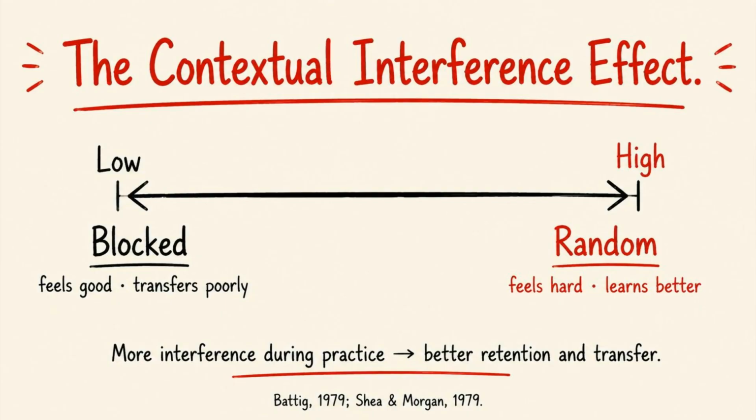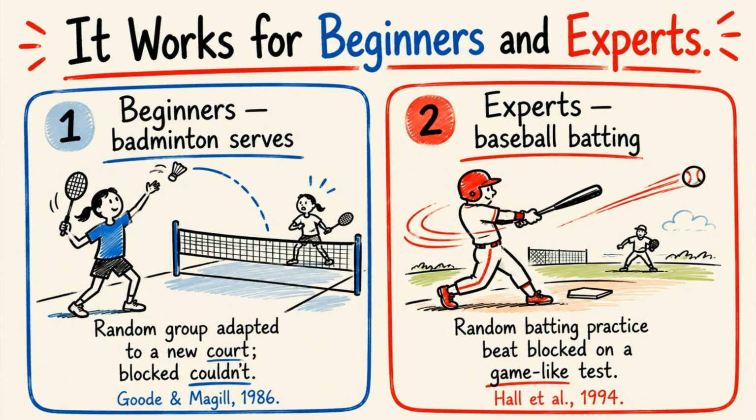The founding motor study by Shea and Morgan showed exactly this. Random practice was worse during acquisition, but better on retention and transfer. Worse now, better later. Let me show you that this isn't just a lab curiosity. Let me convince you this is real, because it's so counterintuitive that one study isn't enough, and the evidence spans beginners and experts, the lab and the real world.